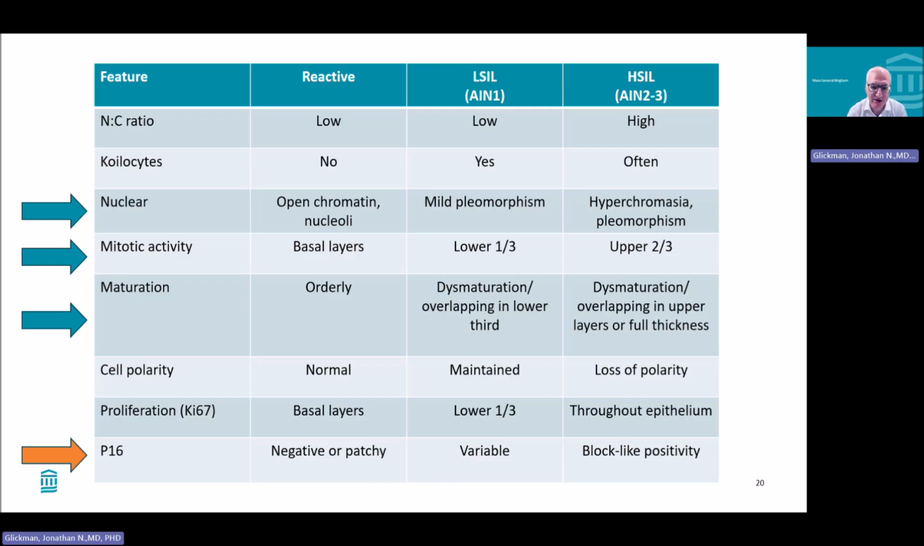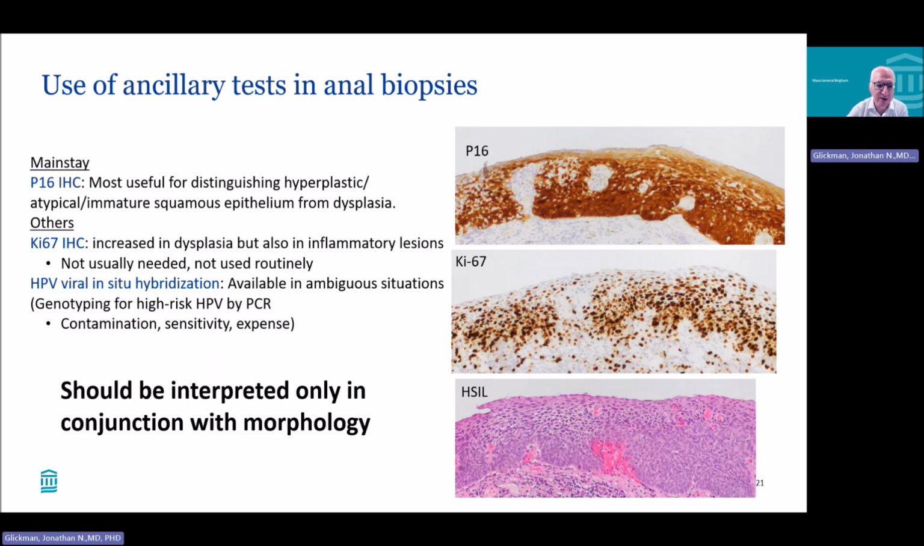There's also, I want to talk in particular about the use of ancillary stains such as P16, which can be helpful in difficult biopsies. We regard P16 immunohistochemistry as really the mainstay because it is very helpful in distinguishing hyperplastic, non-dysplastic or atypical squamous epithelium from true dysplasia. So in this example here of an HSIL, we see this block-like P16 immunostaining in the squamous epithelium. So that supports a diagnosis of HSIL.